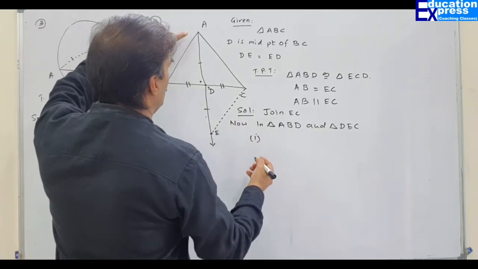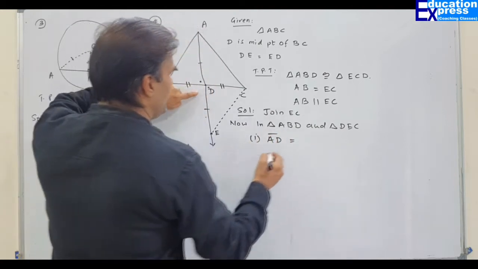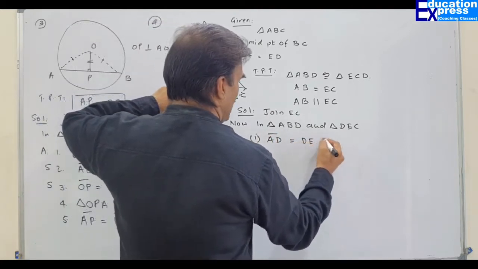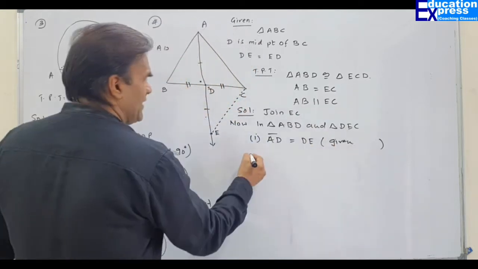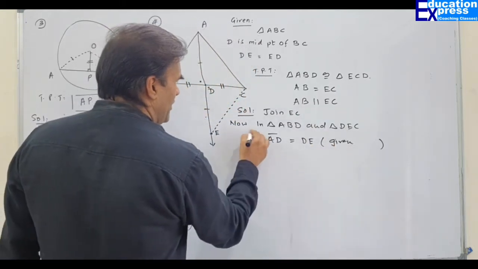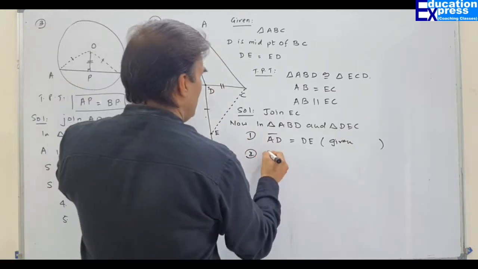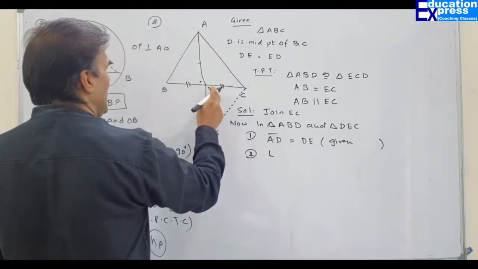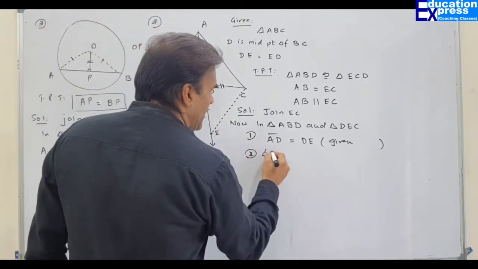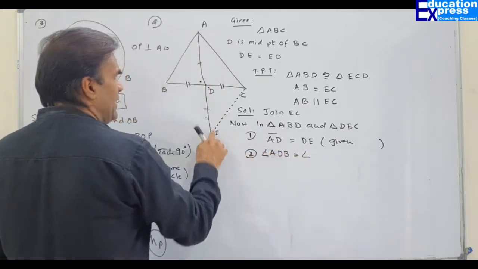Take in that order only. Side AD is equal to side DE. Any reason? Yes, given in the question. It was given to us that AD equals DE. Second point, angle. Which angle? Say angle D, so you write ADB. Angle ADB is equal to angle EDC.